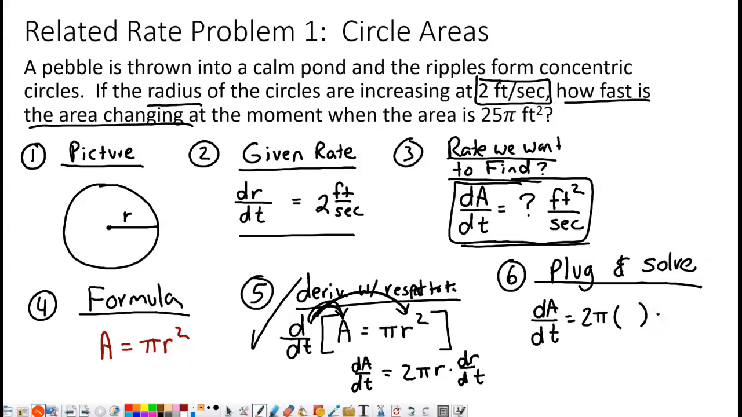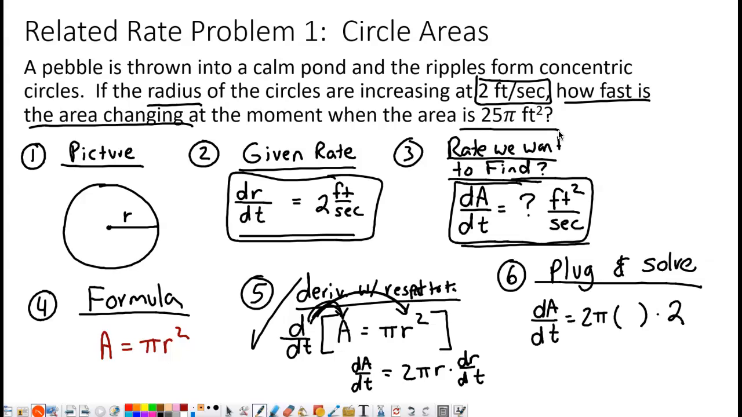But I do know dr dt. Up here, we know that dr dt equals 2. So I'm going to replace this dr dt with 2. So right now what I need to find is I need to find my radius. What's my radius? Well, the radius is constantly changing. But what they're asking us to do is they're asking us to find how fast is the area changing when the area is 25 pi square feet.